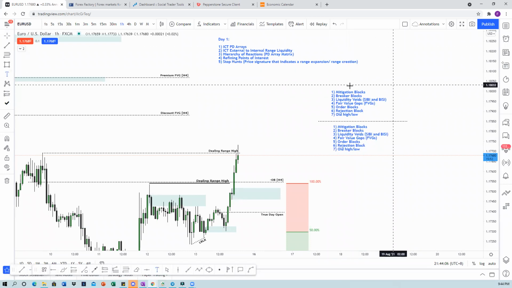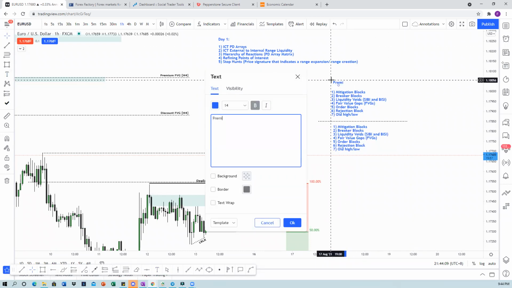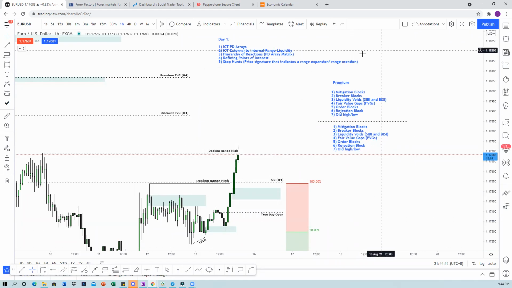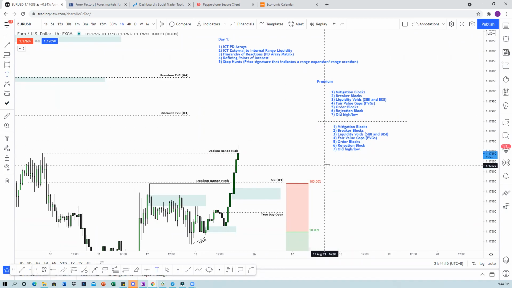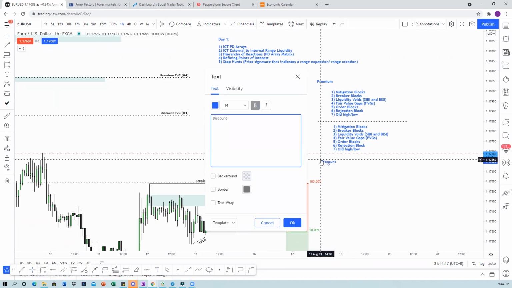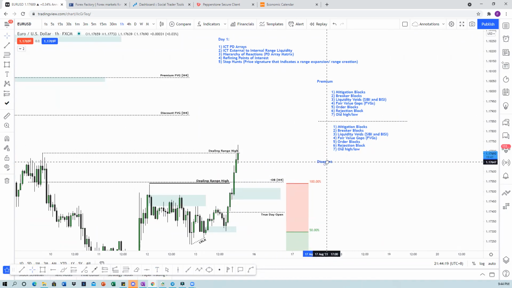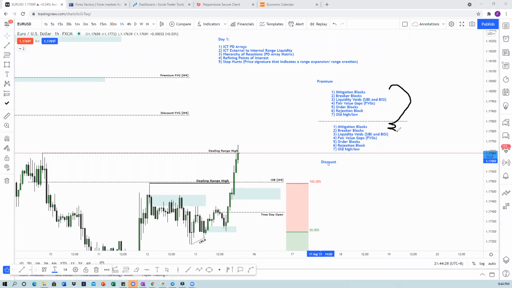All right, so we have premium, and then we have discount. When price moves from premium to discount, it's going to be checking for this. Am I looking at a mitigation block? No. Am I looking at a breaker block? No. Am I looking at a liquidity void? No. Am I looking at a fair value gap? No. Am I looking at an order block? Yes. And then boom, it goes back up.